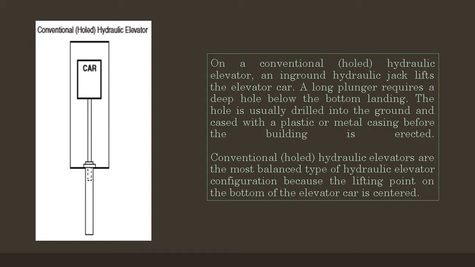A telescopic hydraulic elevator has a telescoping plunger consisting of concentric tubes that slide within one another, allowing a shallow hole below the lowest floor. Conventional holed hydraulic elevators are the most balanced type of hydraulic elevator configuration because the lifting point of the bottom of the elevator car is centered.